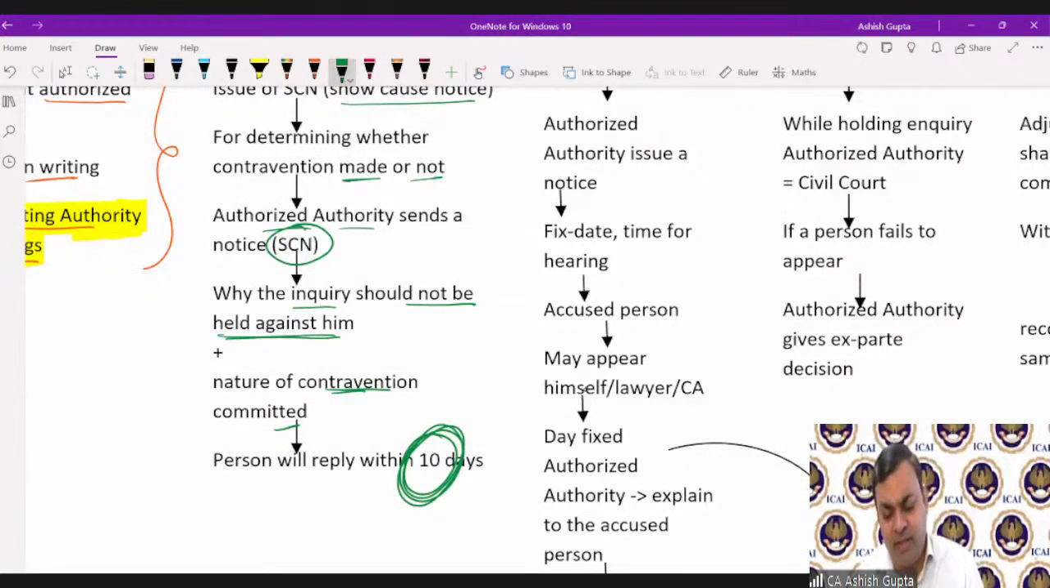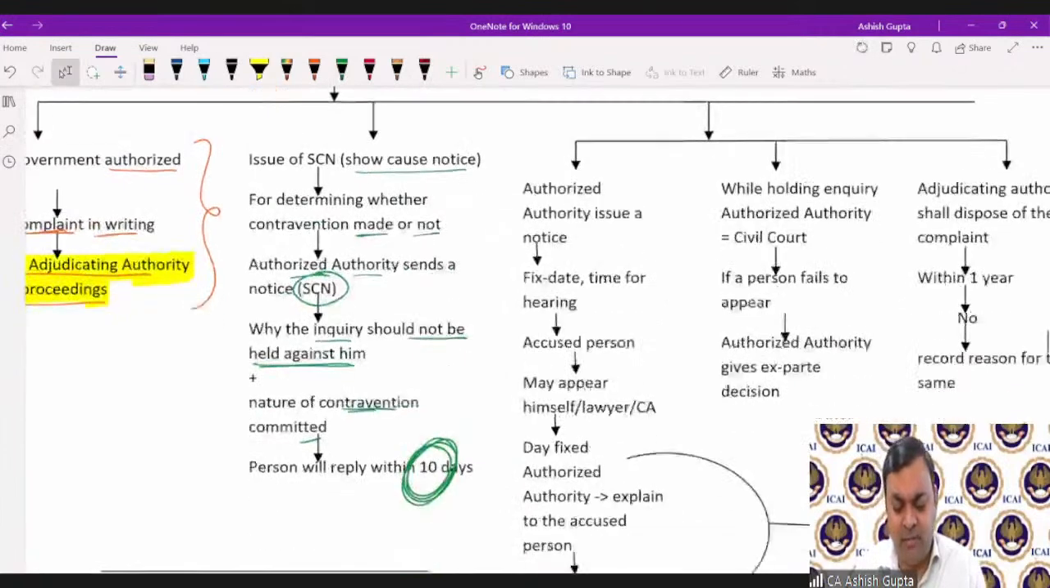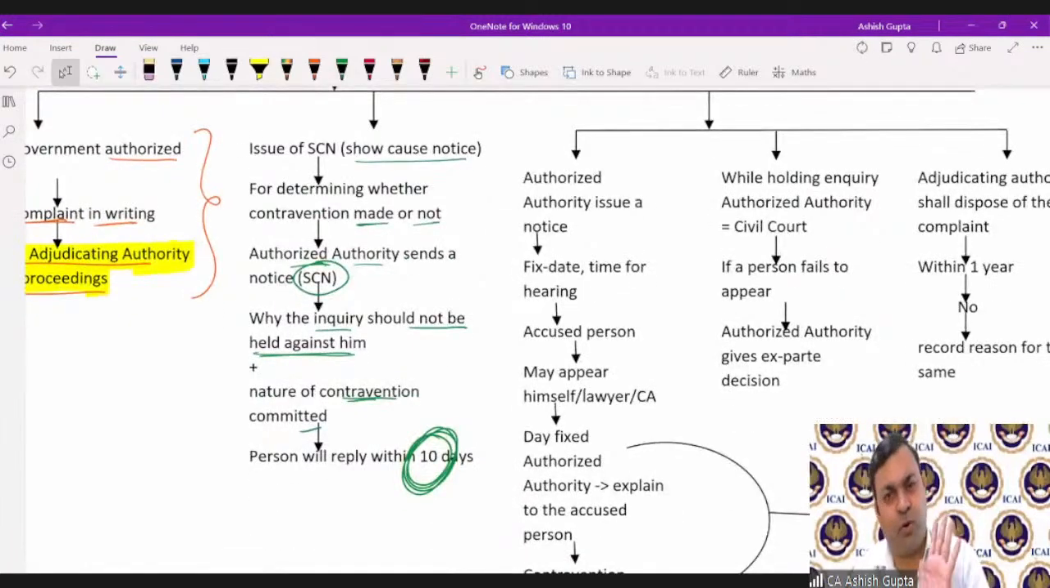Matlab, the government, meaning the adjudicating authority, will issue a show cause notice, and in it we will mention why we are not going to impose penalty on you because of this contravention. We will explain the contravention part, and the other part needs to reply within 10 days. The 10 days they will ask in the MCQ part also.